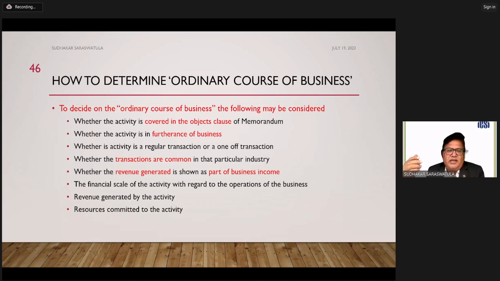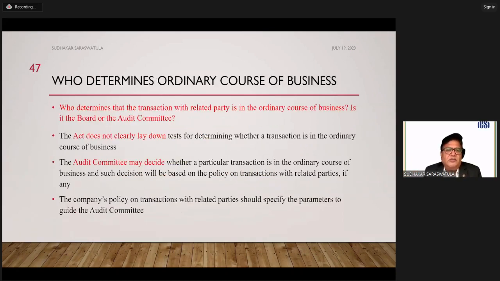Nobody will accept that. Then what are the resources I am committing to that particular activity? So these are all certain parameters which will help you to determine what is my ordinary course of business. So who determines? As I mentioned earlier, it is the audit committee which has to do it.